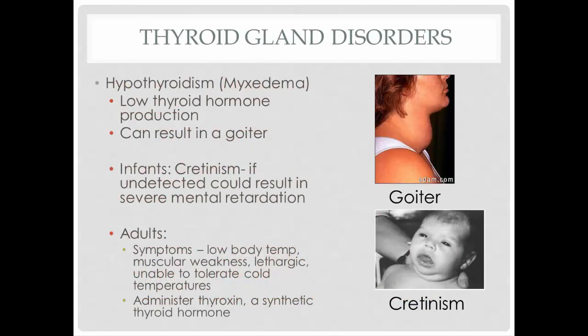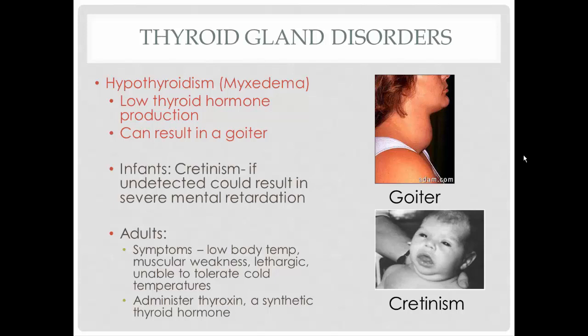One of the disorders of the thyroid gland is hypothyroidism or myxedema. So in other words, it's low production of thyroid hormones, and it can result in what's called a goiter. And the goiter is this swelling you can see in this woman's neck. This is because the thyroid gland itself has become enlarged, therefore causing that swelling in the neck. What's going on here is the thyroid gland can't make thyroid hormone. Let's say, for example, you don't have any iodine in your diet, so you simply can't make thyroid hormone.